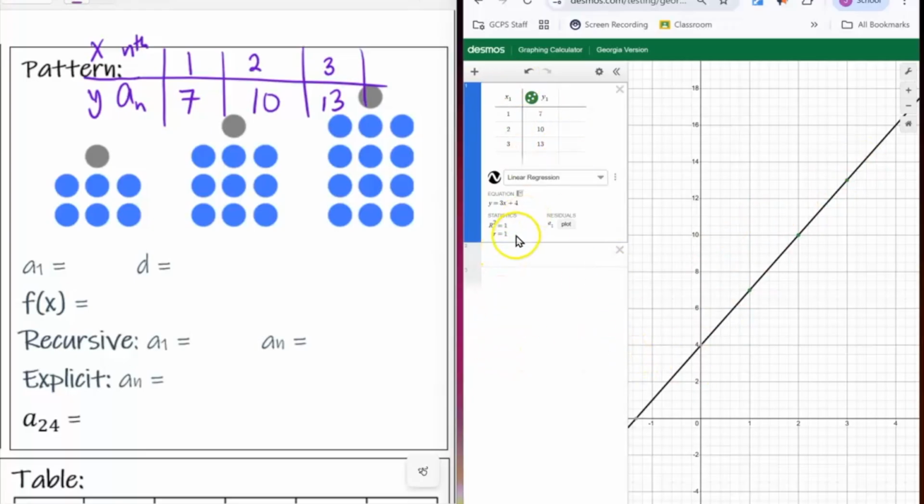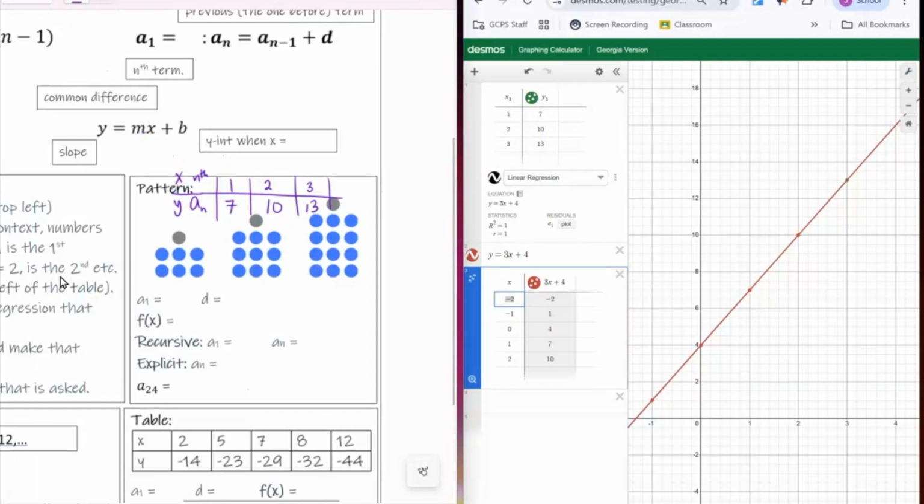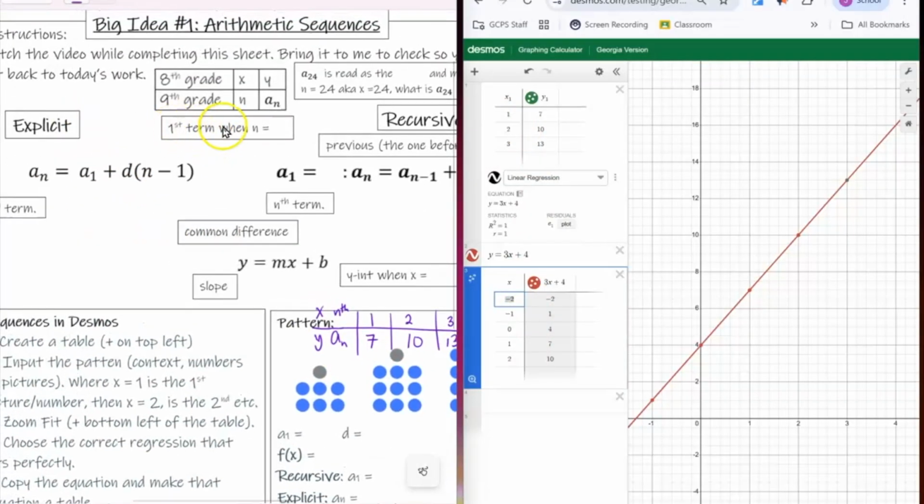Once I put it in, the other thing I'm always going to do is hit the notebook and then hit the settings and table. That gives me all the information that I need in order to answer this question. So now we can go ahead and answer this question. What is my first term? Remember that my first term is when n is equal to 1, aka x is equal to 1, and it's a sub 1. A sub 1 means the first term.